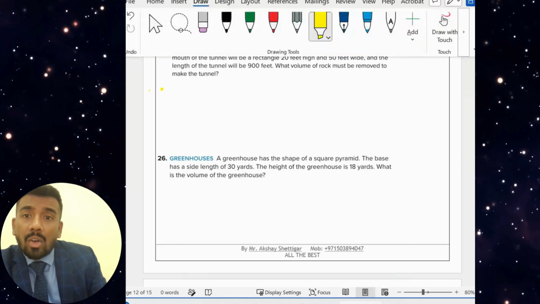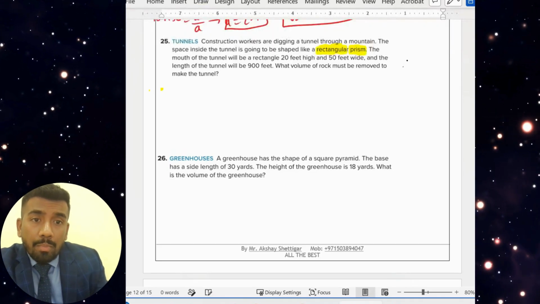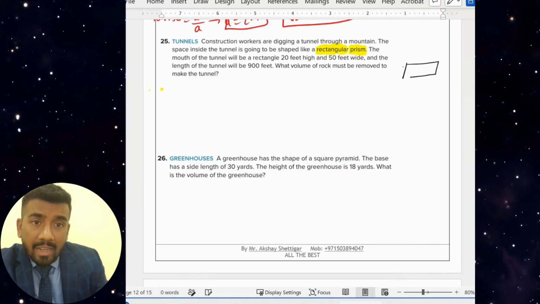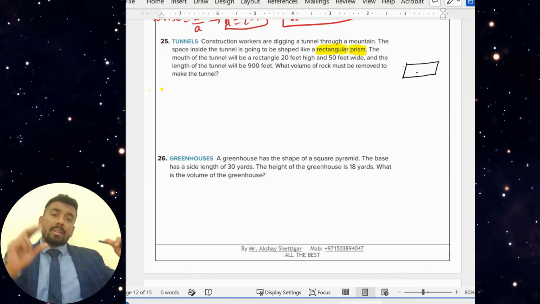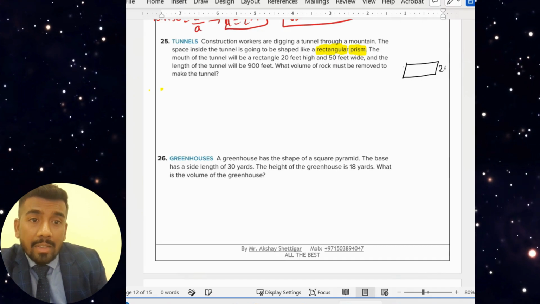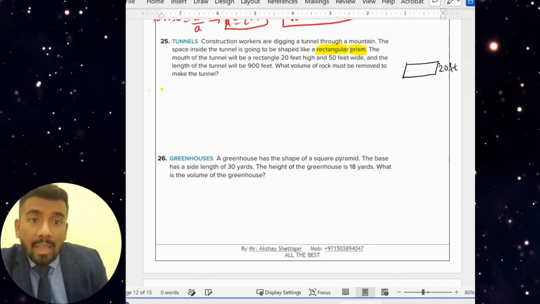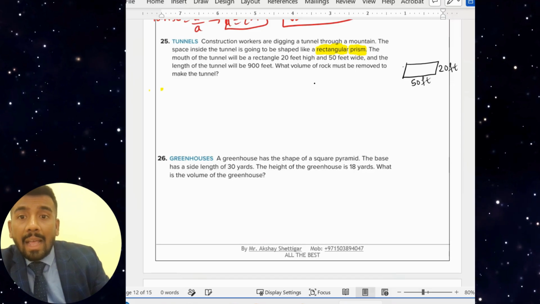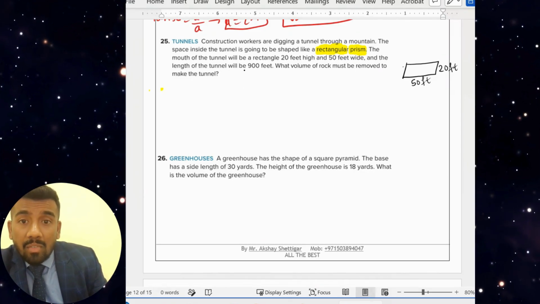So let's draw along with it. The mouth will be a rectangle, so it will be like this. A rectangle is just like a square, but an elongated square. The mouth will be a rectangle, 20 feet high and 50 feet wide. And the length of the tunnel will be 900.